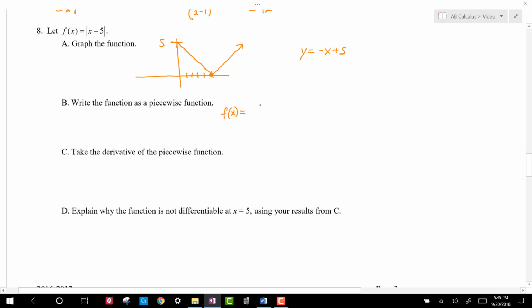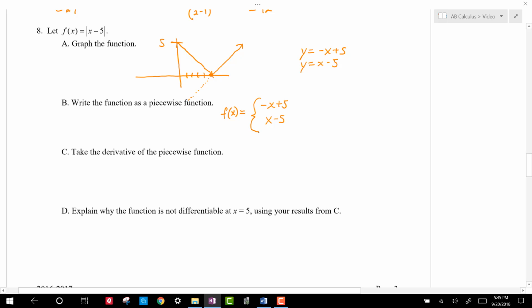So I've got my y equals, all I need is the negative x plus 5. The other side would continue to come down and hit the y-axis at negative 5. So the right side would just be y equals x minus 5. Cool how that works, huh? So there's my second part of my function. All right, so there's my piecewise function right there.